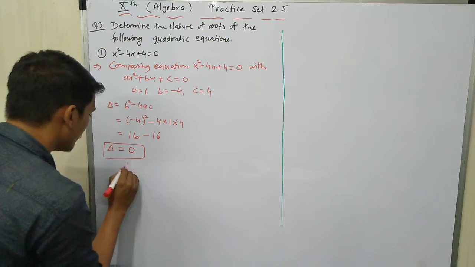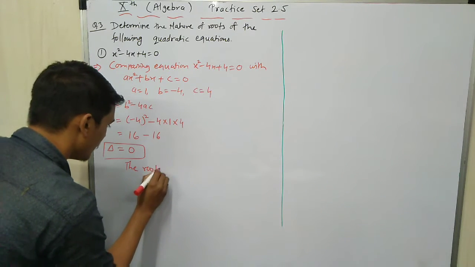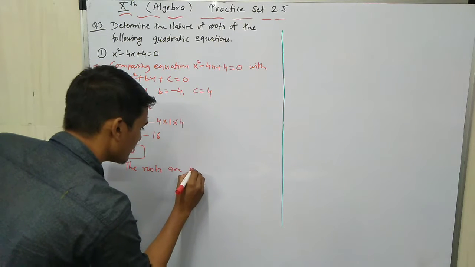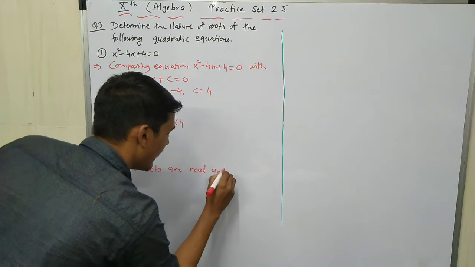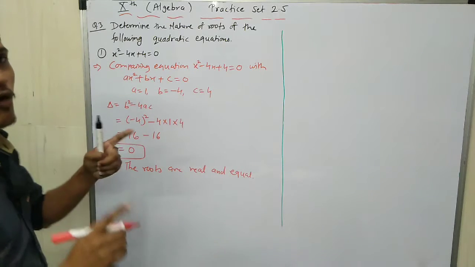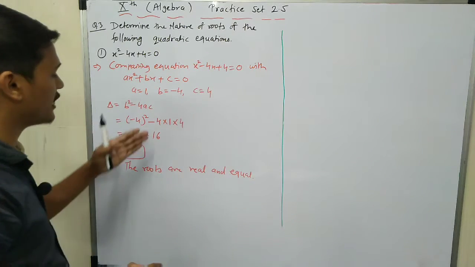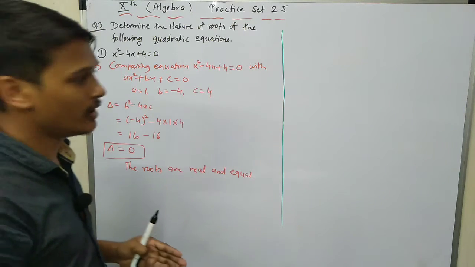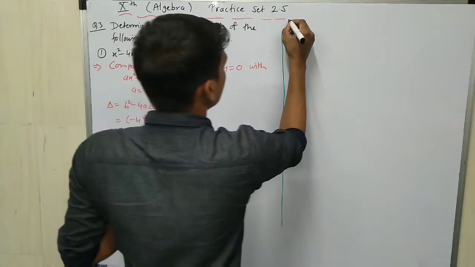Then write down here: the roots are real and equal, because delta is equal to 0. Their value also b square minus 4ac is 0. Understood? Now second question.